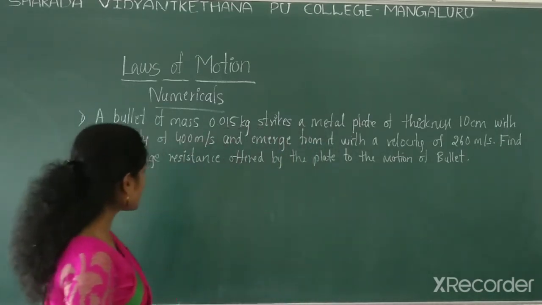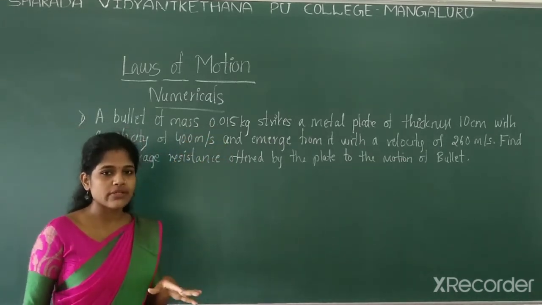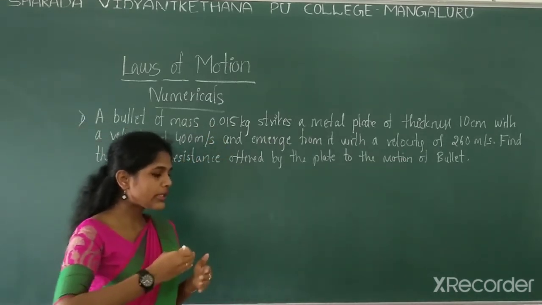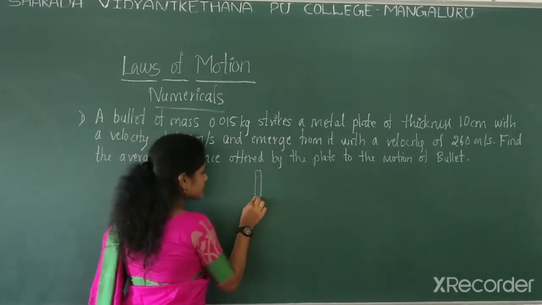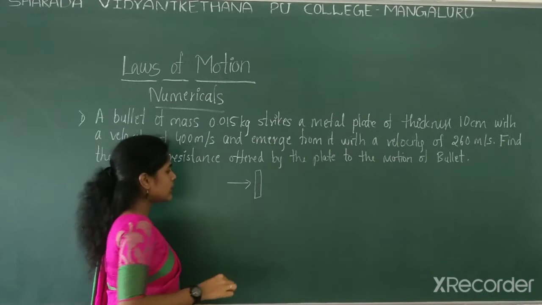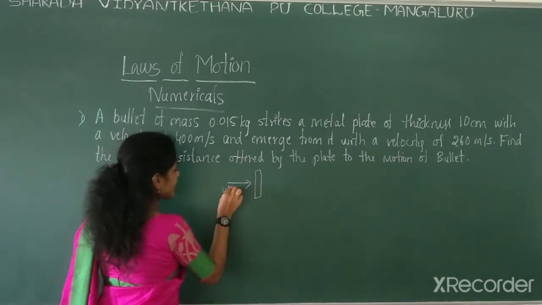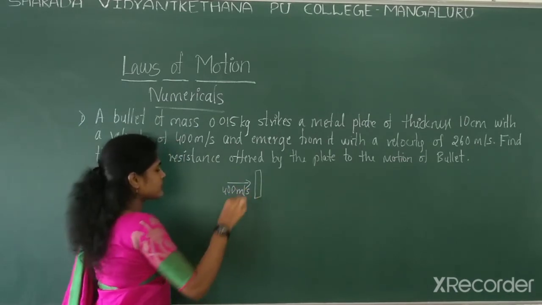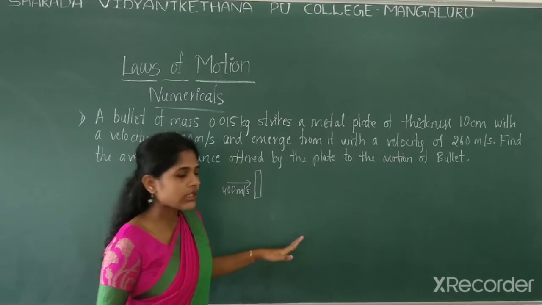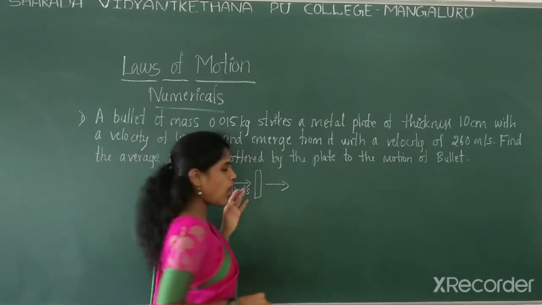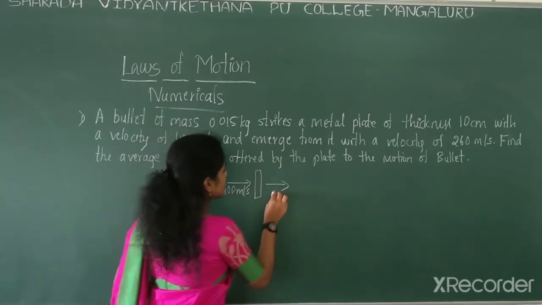So what's the meaning of this? A bullet, the mass of the bullet is given. The bullet strikes a metal plate. So one metal plate is there, and a bullet with velocity 400 meter per second hits the metal plate. After hitting, it emerges out from the plate with a velocity of 260 meter per second.